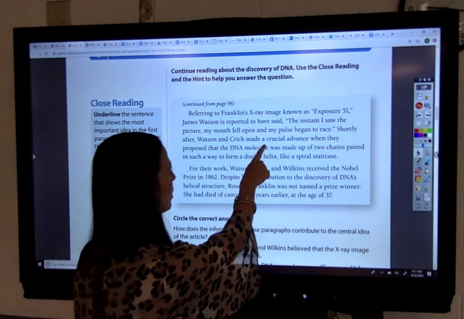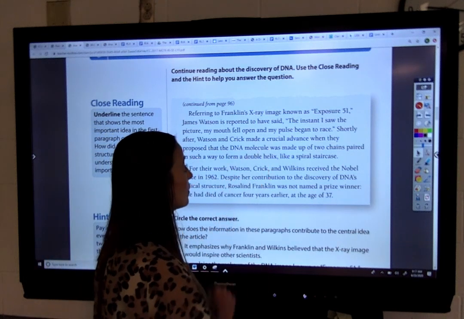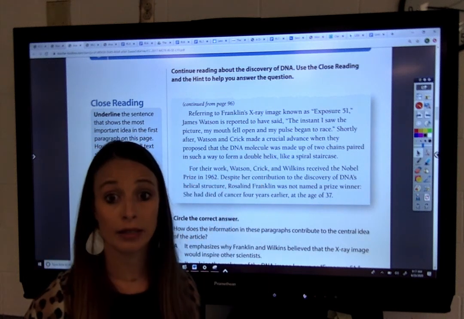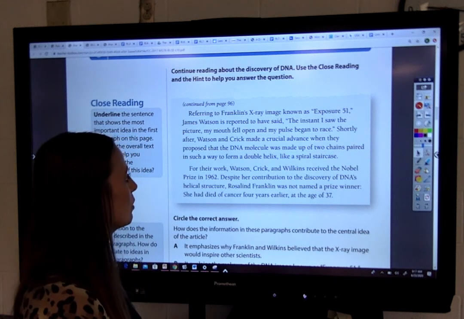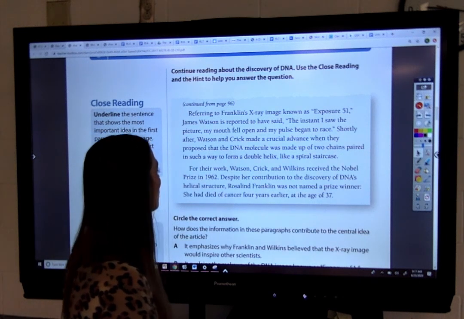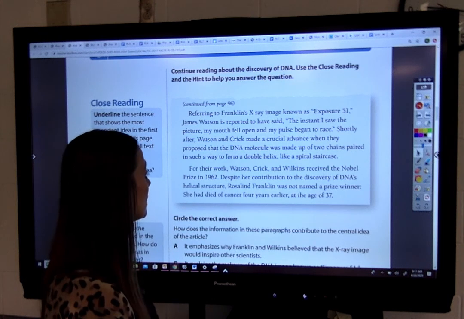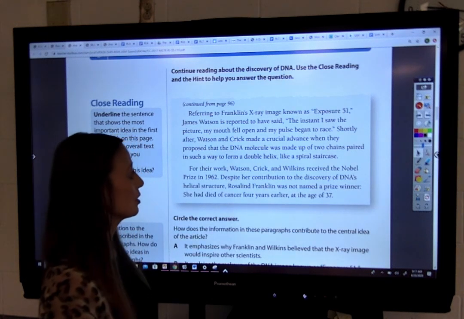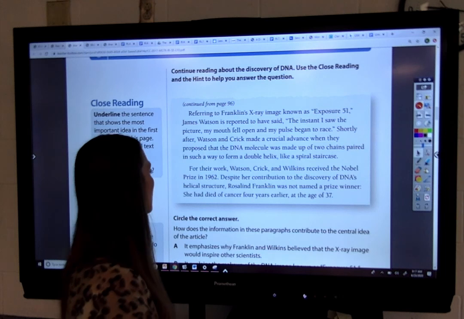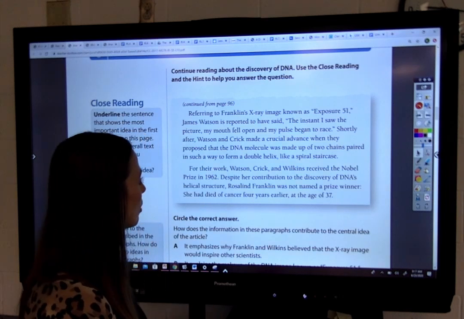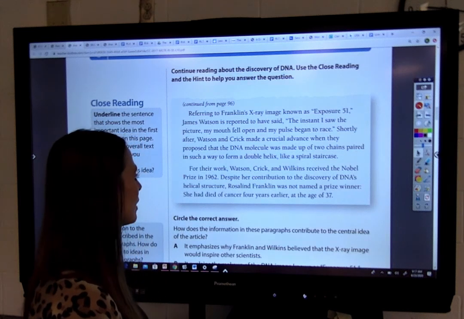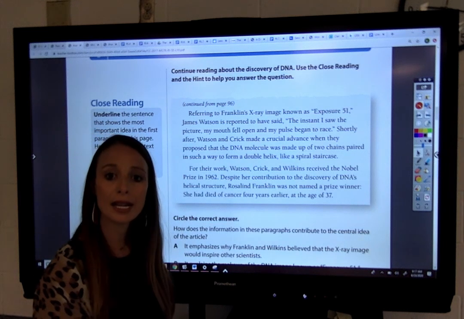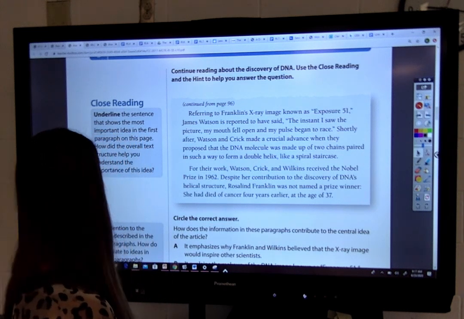Now, I noticed the word crucial. That means it was a very important advancement that they discovered. For their work, Watson, Crick, and Wilkins received the Nobel Prize in 1962. Despite her contribution to the discovery of DNA's helical structure, Rosalind Franklin was not named a prize winner. She had died of cancer 4 years earlier at the age of 37. So let's look at this story.